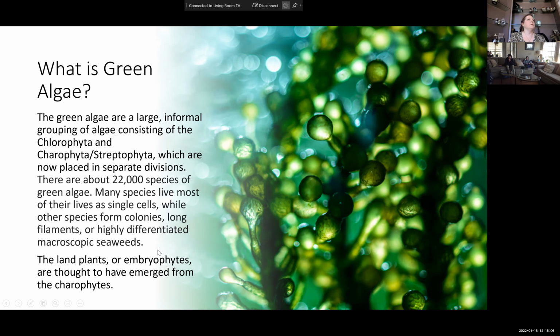Highly differentiated would mean it has different structures, right? And what's macroscopic? On a large scale. Yeah, big enough that you can see it with your eyes, like that kelp we just looked at, right? So these are what we call our seaweeds. The land plants or embryophytes are thought to have emerged from the charophytes.